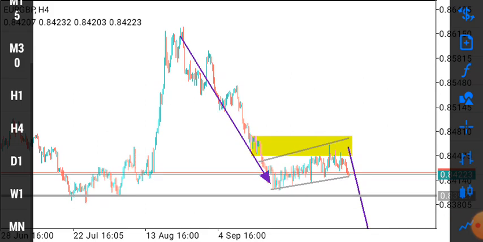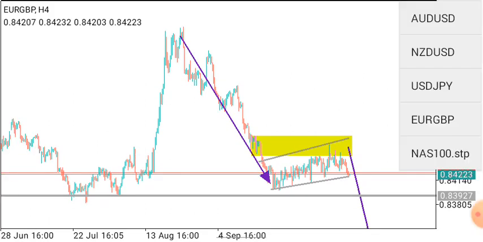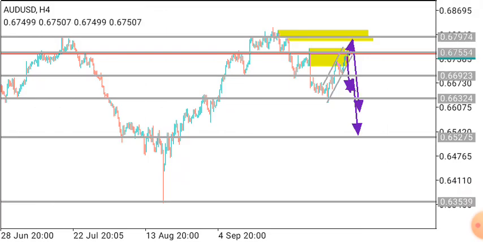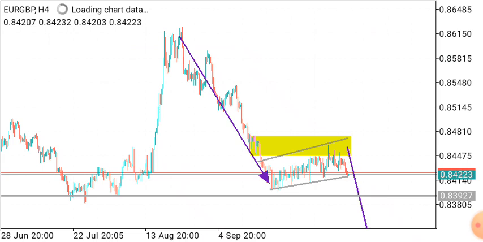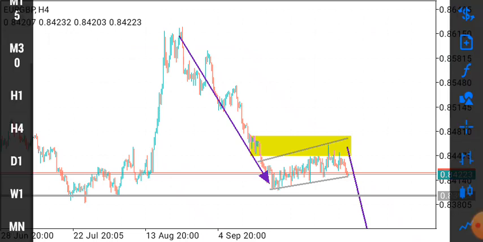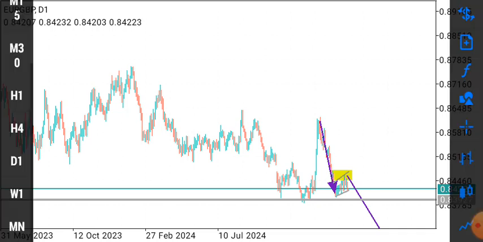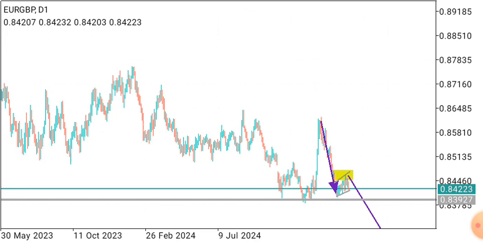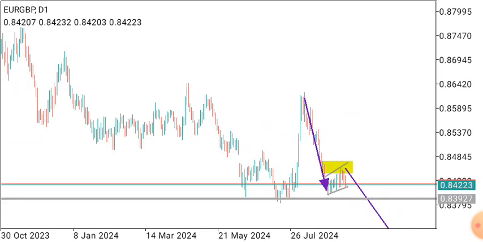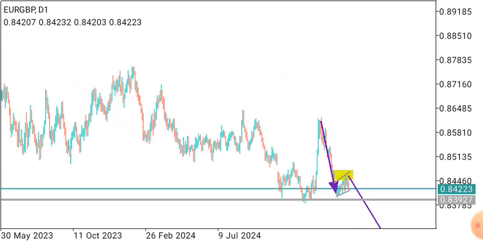Those are the pairs, but my nicest pairs are these ones because they are very clean and clear, AUDUSD and NZDUSD. But I'll also be taking a look at EURGBP for that movement because of something it once did. So this trade would be a possible swing. This would be a very nice possible swing on EURGBP. Yes, nothing more, nothing less.